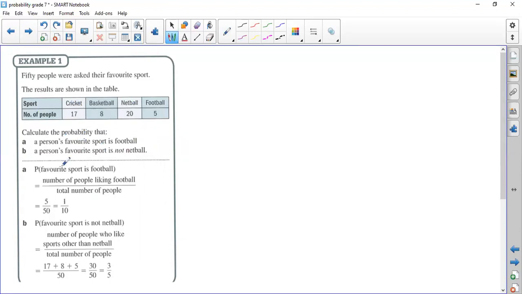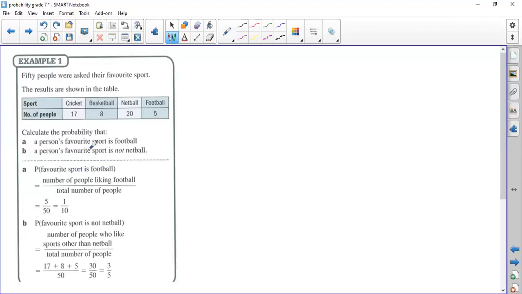So as we said, to find the probability for football, I need the total number of people that I surveyed or asked, which is given as 50. Okay, I know it is 50. And the number of people who like football is 5. So it will be 5 over 50, or 1 over 10 if you simplify.